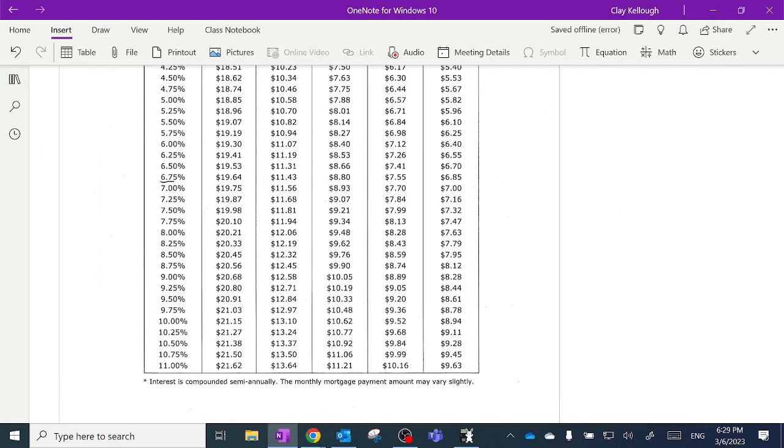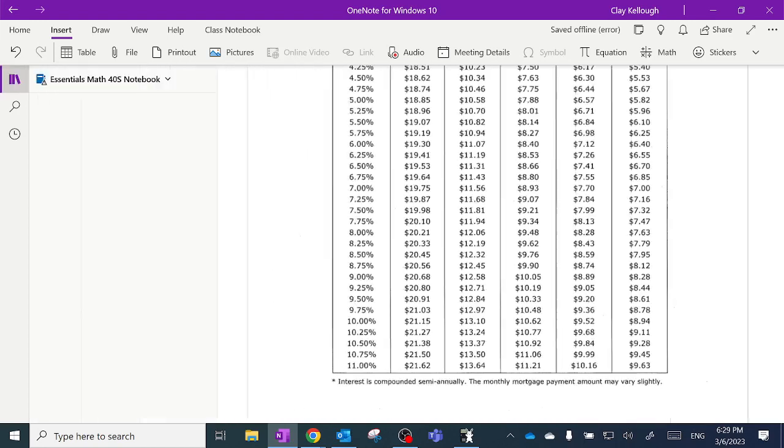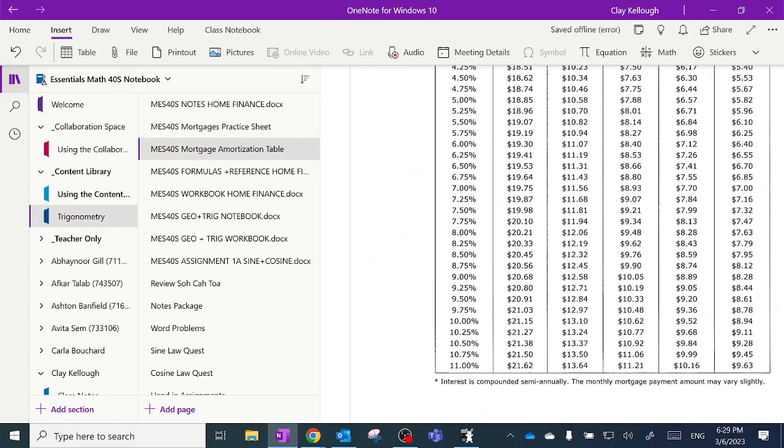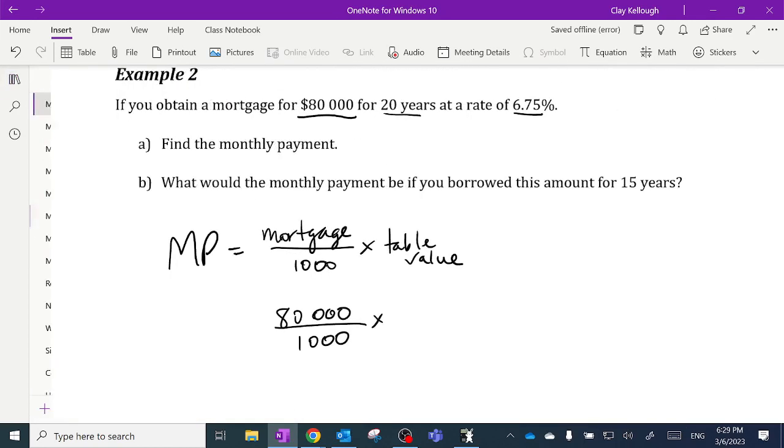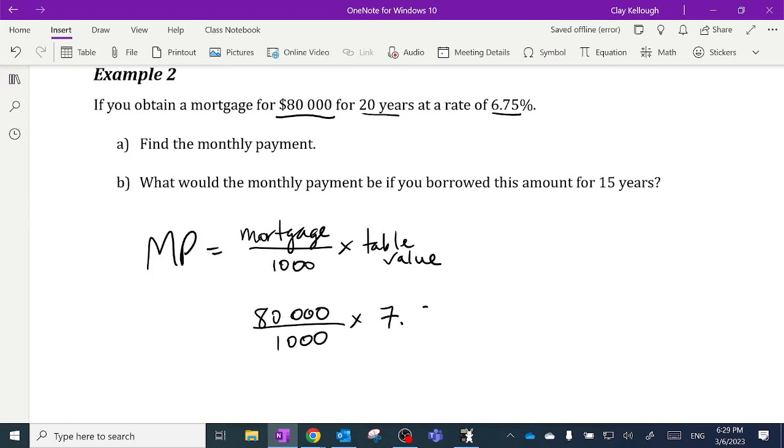So we go to the table and look for 6.75%, then 5 years, 10 years, 15 years. There's the number we want: 20 years, 7.55. So the table value is 7.55.